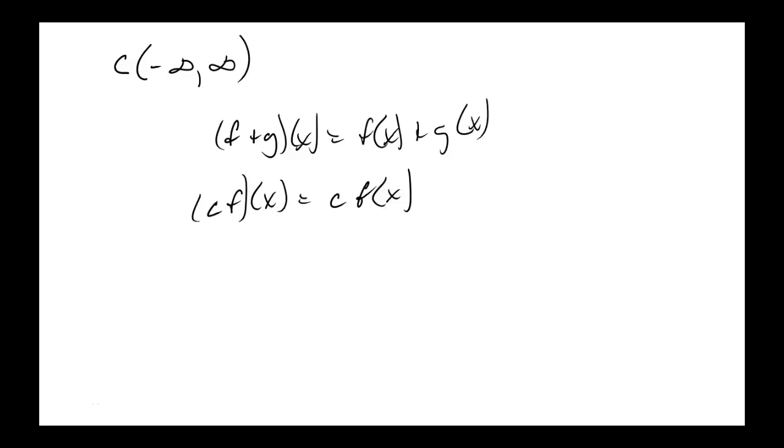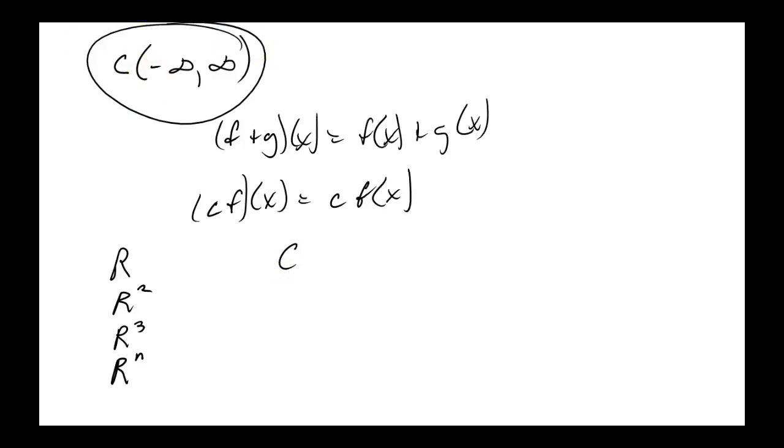So here is a summary of your important vector spaces. R is the real number line. R squared, plane. R cubed, space. R^n, superscript n, is the set of all n-tuples. C, this one right here, defined from minus infinity to infinity, is the set of all continuous functions defined on the real number line. And then there's another C listed here, on a closed interval A to B: the set of all continuous functions defined on a closed interval A to B.